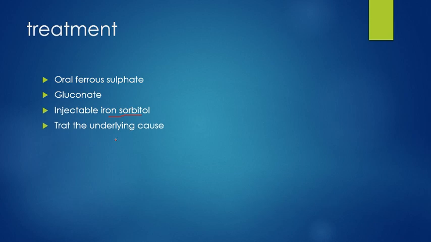And most important, we should treat the underlying cause. Like if there is worm infestation, we should treat that. If there is nutritional deficiency, we should assess that. And we should assess the underlying causes. So this was all about anemia and microcytic hypochromic anemia and especially iron deficiency anemia.